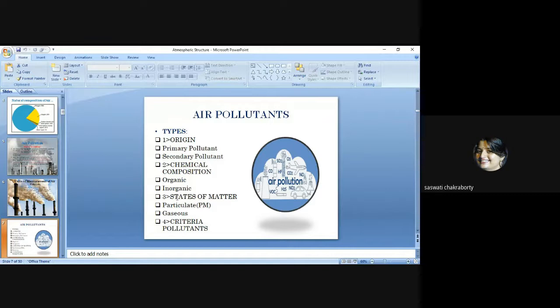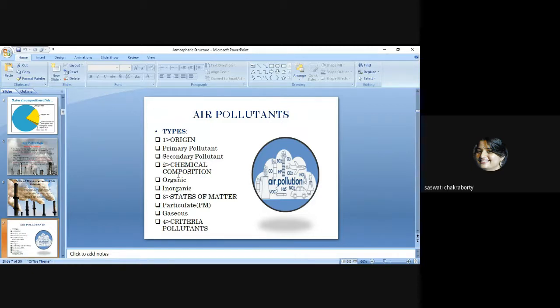Now, what are air pollutants? Air pollutants are those substances that cause air pollution, and we can differentiate air pollutants according to their types. If you consider their origin, then the pollutant can be a primary pollutant or a secondary pollutant. Primary pollutants are pollutants that have a direct effect on air pollution, for example carbon dioxide and sulfur dioxide. The secondary pollutants are the pollutants which, on reaction with other components of the air, form certain air pollutants.